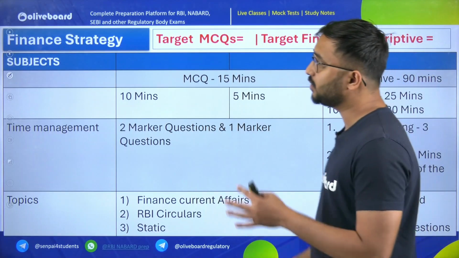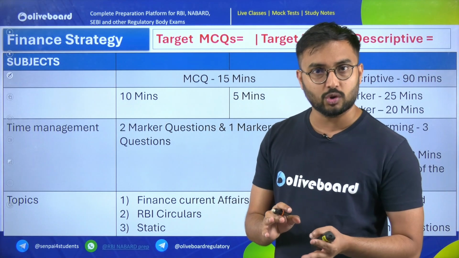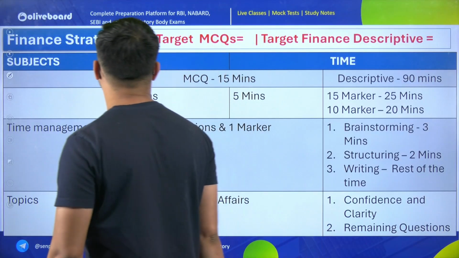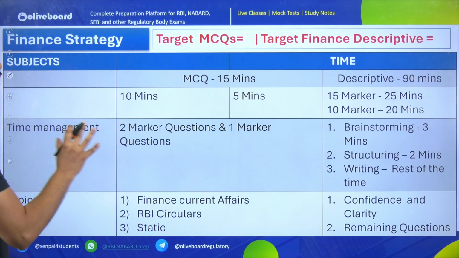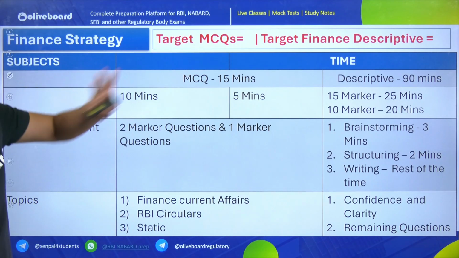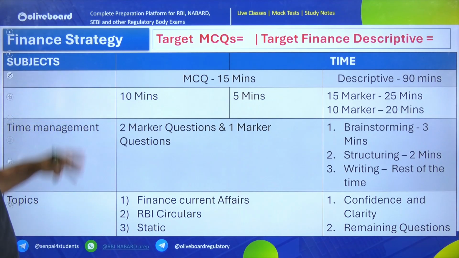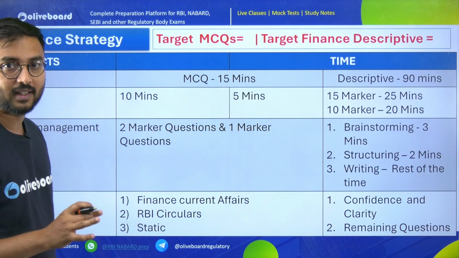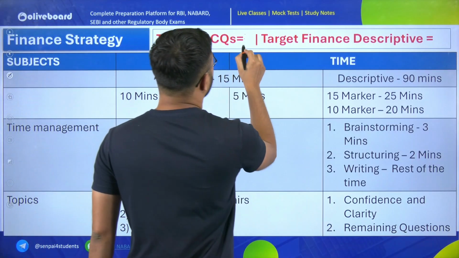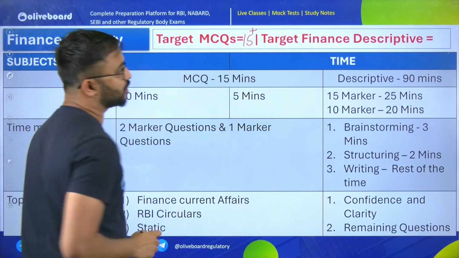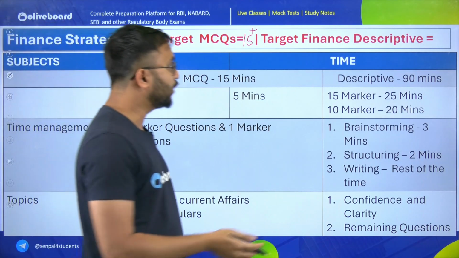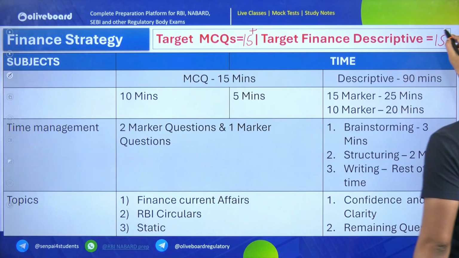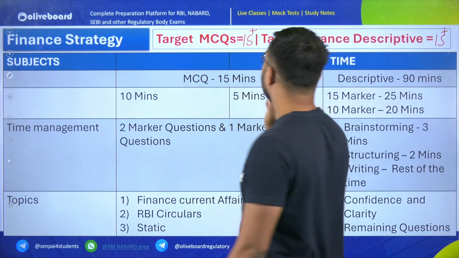Then, what is the finance strategy for MCQs and for descriptive answer writing? Consider that you are having only 50 marks here for MCQ and descriptive part. So let's try to build up our targets. This particular target for MCQ is only for finance out of 25 marks. So here I think 15 plus marks should be your target, and for descriptive also 15 plus marks should be your target. Now why are we doing this?